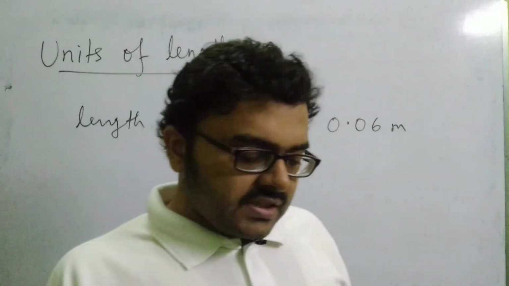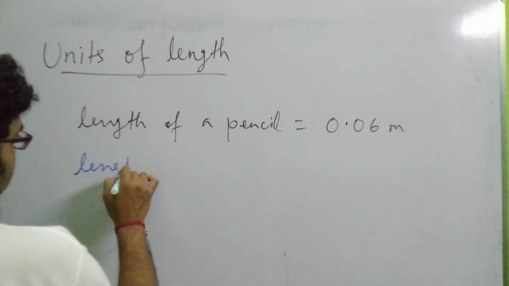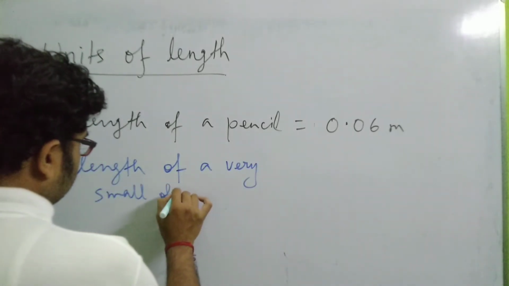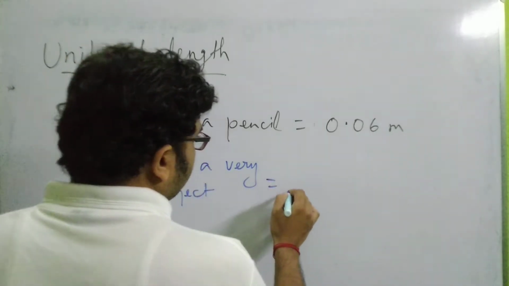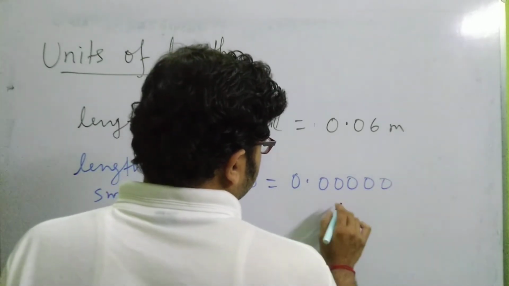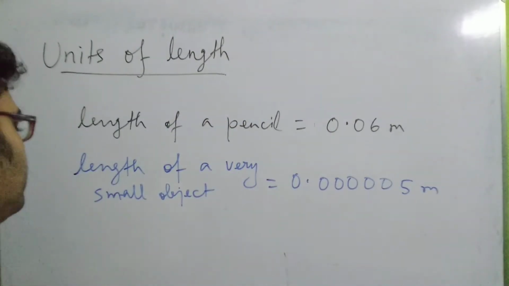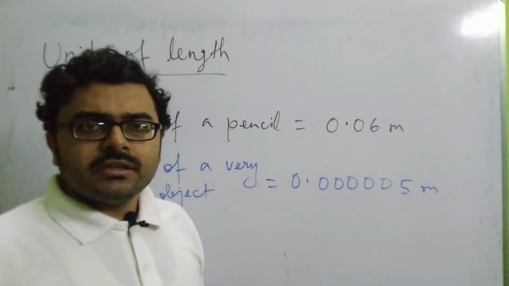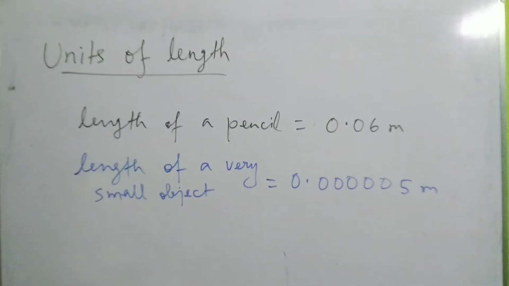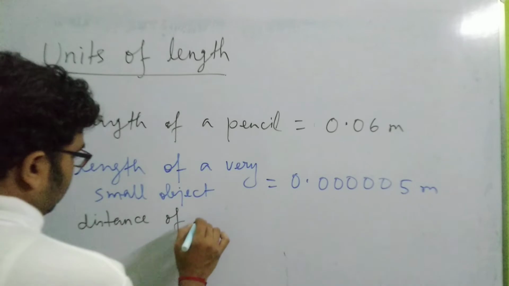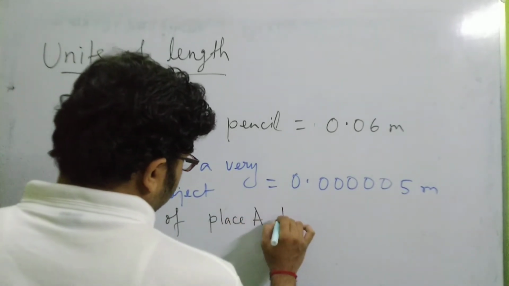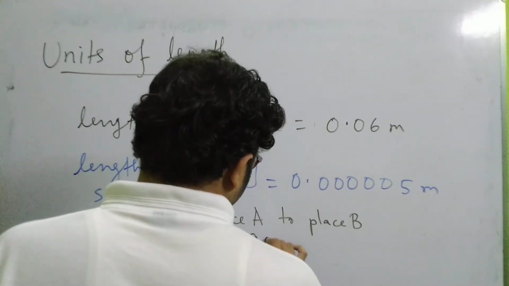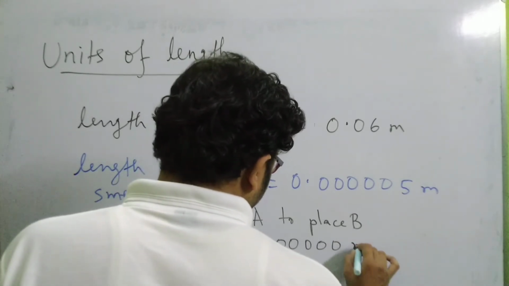Or if you consider any other smaller object, let it be anything, but it is very small, say its length is something like 0.00005 meter. So if we are to state the length of every object, however big or however small it is, in terms of meter, it will be quite odd. Or if you say the distance of place A to place B is something like 9 then 0, 0, 0, 0, 0, 0 meter.